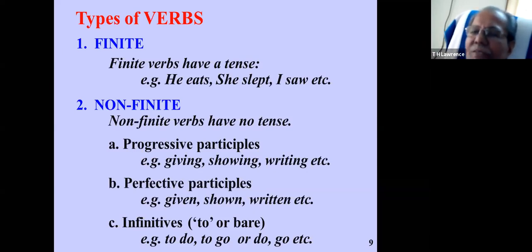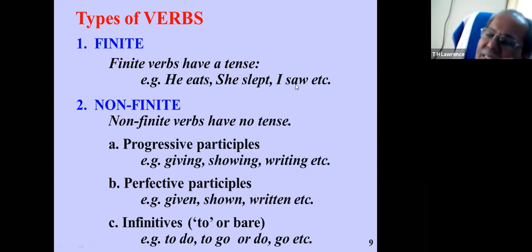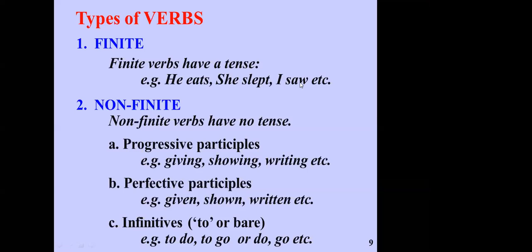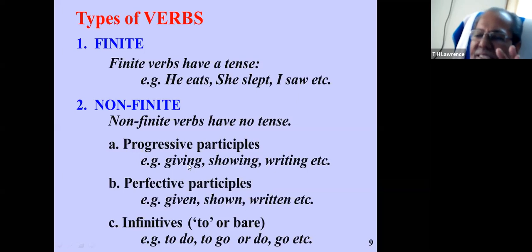In finite verbs, you will find a tense. When you analyze these verbs, he eats is in the present, she slept, slept is in the past, I saw, saw is in the past. If you take any verb like this, you will find that there is a tense. Eats is present tense, slept is past tense, and in saw you again see past tense. In the non-finite cases, you will not find a tense, so we call them non-finite.